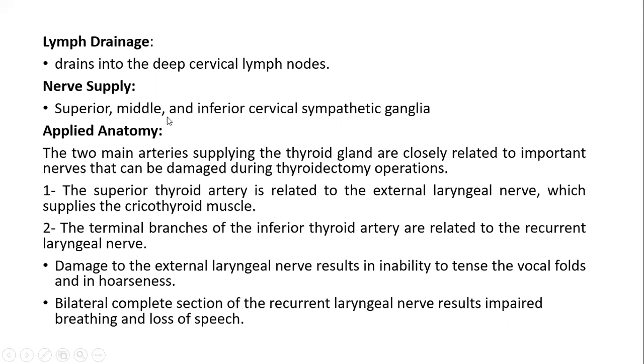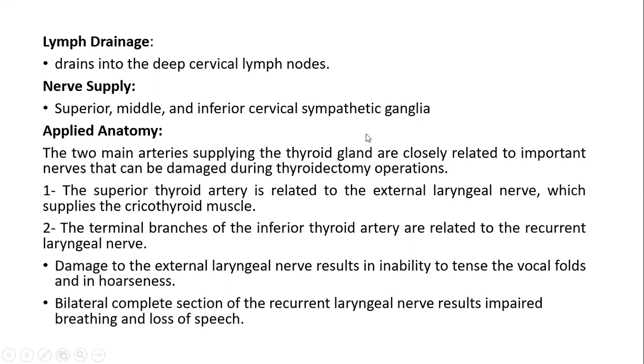Now coming to the applied anatomy, clinical aspects related to the thyroid gland. The two main arteries supplying the thyroid gland are closely related to important nerves that can be damaged during thyroidectomy operation. If there is excessive enlargement of the thyroid gland, then you might have to remove it. That procedure is called a thyroidectomy. Even though it is present in the neck, superficially easy to remove, it is in very close relation to very important nerves. So we should be very careful if you are doing any surgeries on that.